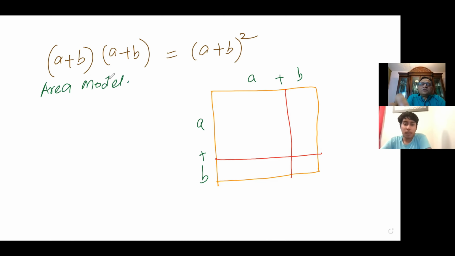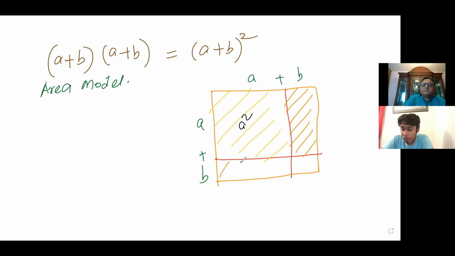So now tell me, what is the area of this portion? A square. Okay, let me write it. Plus AB. How about the area of this portion? That would be AB, sir. AB. And this portion? That would be B square. BA. So B times A, I'll write AB, because I will write all my alphabets in alphabetical order.